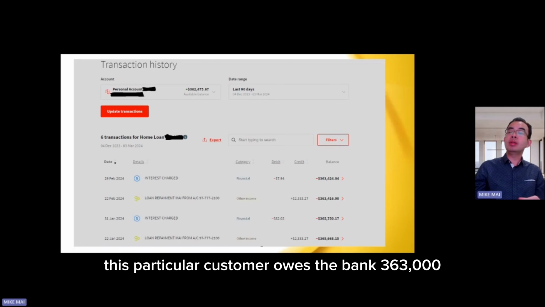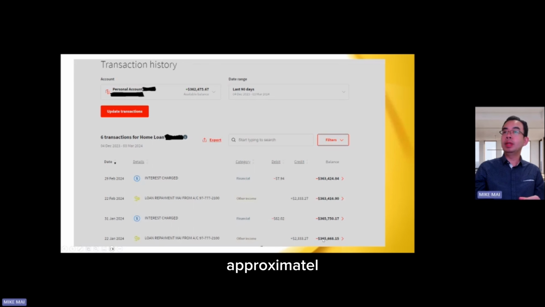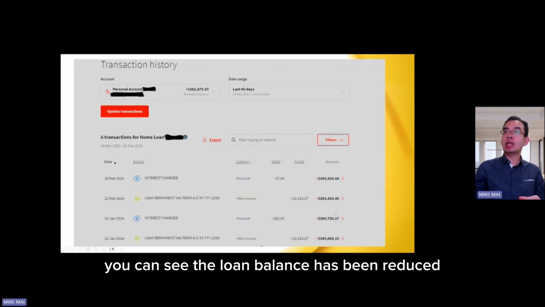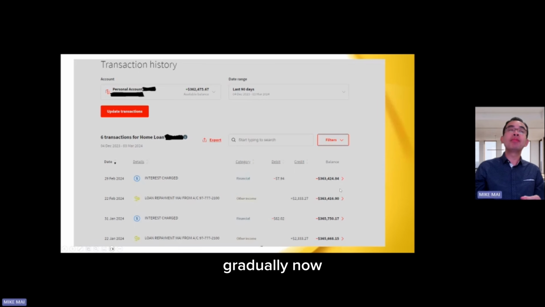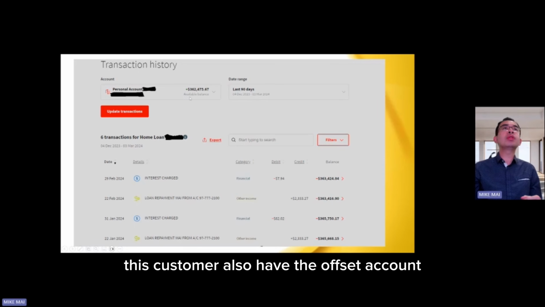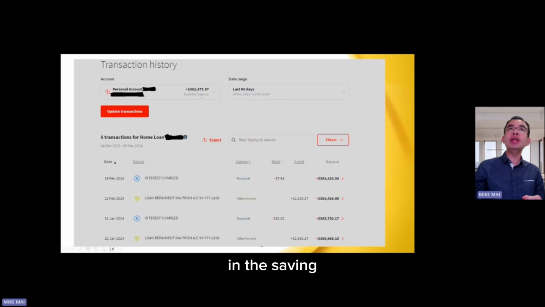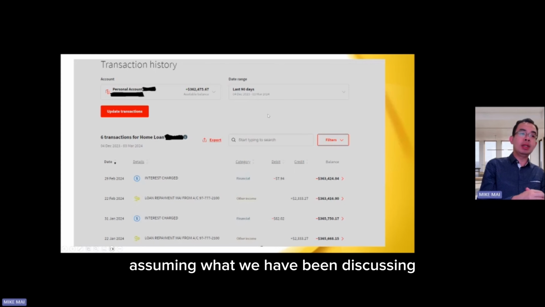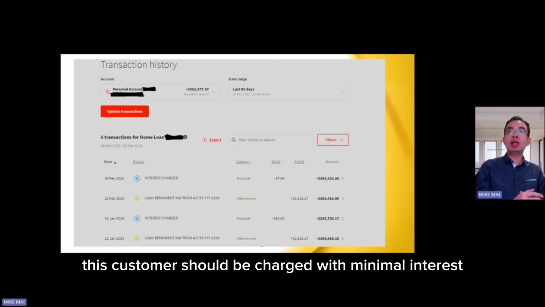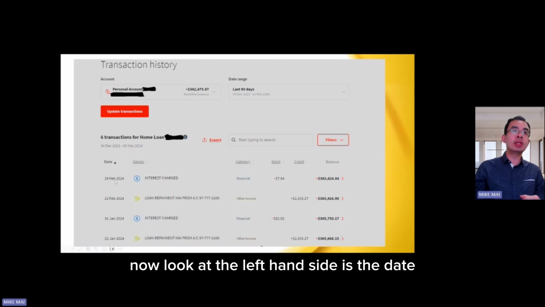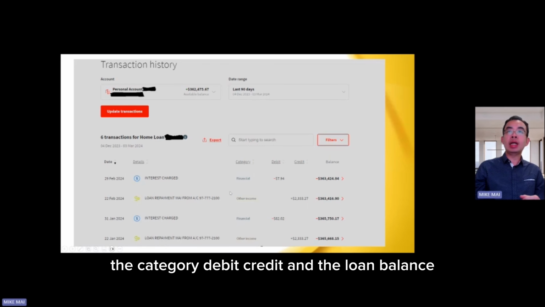This particular customer owes the bank approximately 363,000. You can see the loan balance has been reduced gradually. Now, this customer also has the offset account in the savings, 362,000. So hypothetically, assuming what we have been discussing, this customer should be charged quite minimal interest. Now look at the left-hand side: the date, the detail, the category, debit, credit, and the loan balance.